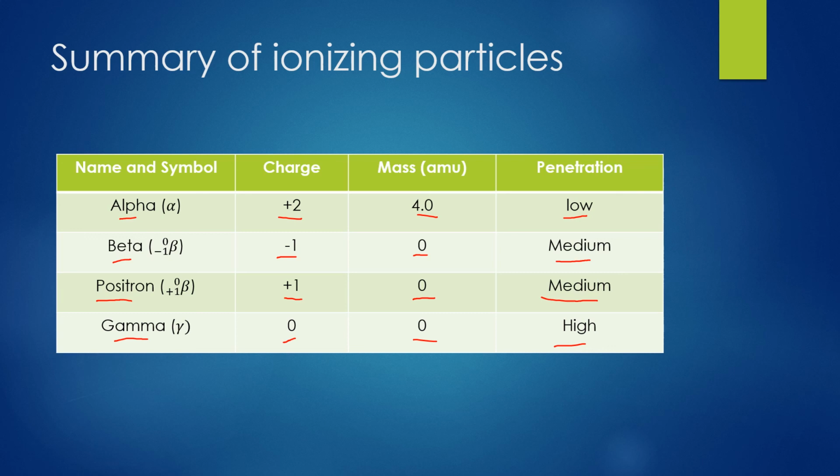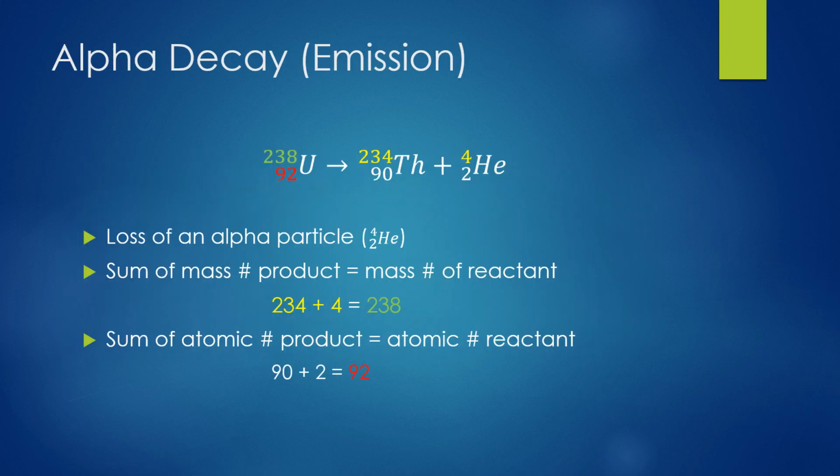Now let's look. So using the table on the previous slide, you need to be able to identify the particles depending upon their charge, mass, and penetrating power. However, you also need to be able to identify what type of emission or decay is happening just by looking at the reaction equation. We're even going to take it a step further, and you're going to be able to predict the products given the type of reaction.